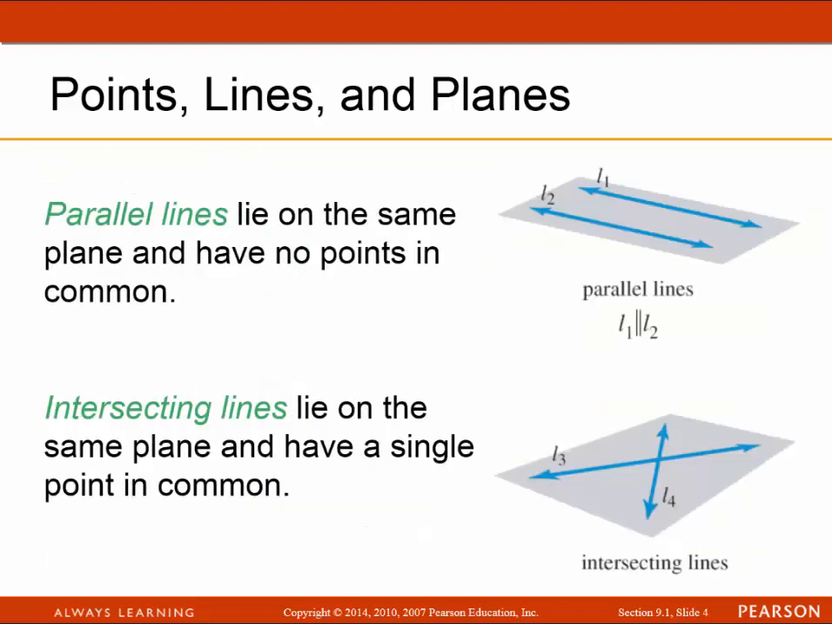So the next thing we're going to look at is parallel lines. Parallel lines lie on the same plane and have no points in common. And that's the symbol for parallel lines: L1 is parallel to L2. And then intersecting lines lie on the same plane and have a single point in common.